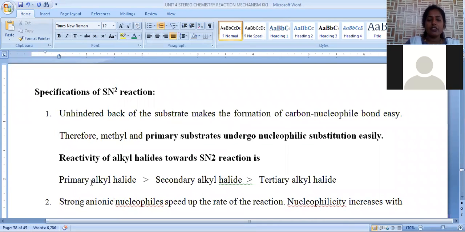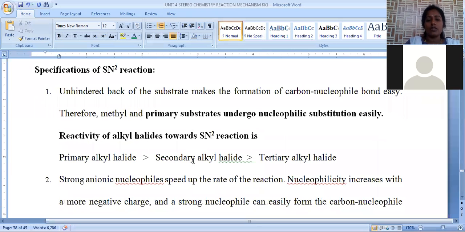This is the reverse of SN1. In SN1, the order is tertiary followed by secondary followed by primary. But in the case of SN2, it is primary followed by secondary followed by tertiary. The reason is the pentavalent transition state: a small carbon cannot accommodate larger groups. In the case of primary, hydrogens are surrounding it. In the case of tertiary, methyl groups are surrounding it. It is not preferable; it is a sterically hindered form.